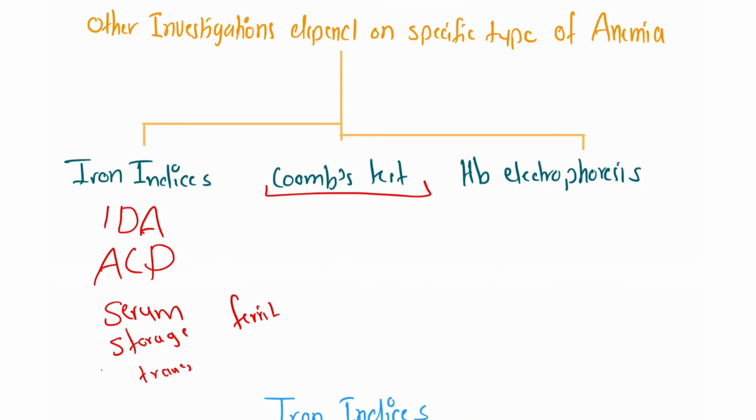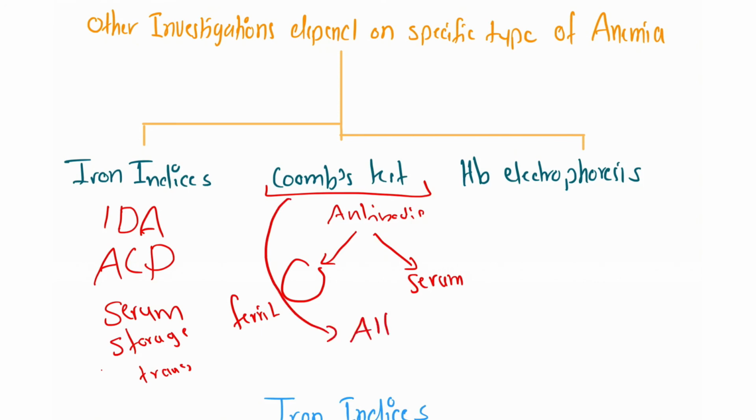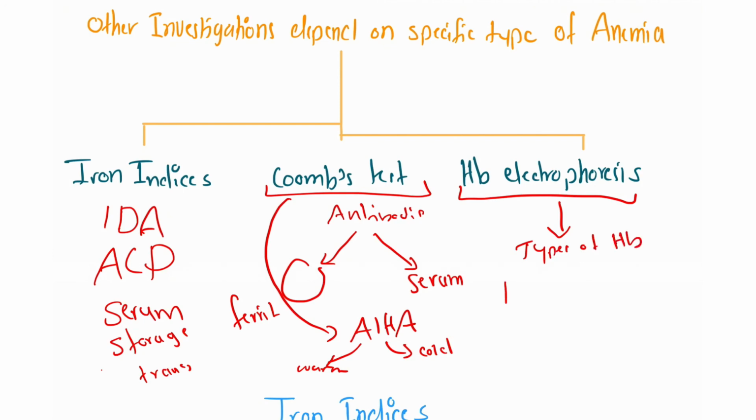Coombs test detects antibodies on the surface of RBC or in serum. So we can use the Coombs test in autoimmune hemolytic anemia of its types, whether warm or cold. HB electrophoresis can detect the types of hemoglobin in blood, so it determines whether it is HbA, normal adult hemoglobin, or abnormal hemoglobin, for example HbS. And this concludes our lecture today. Thank you for your listening.